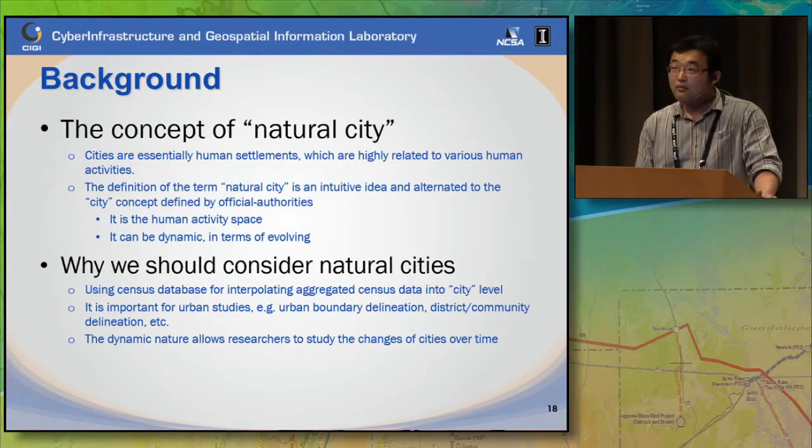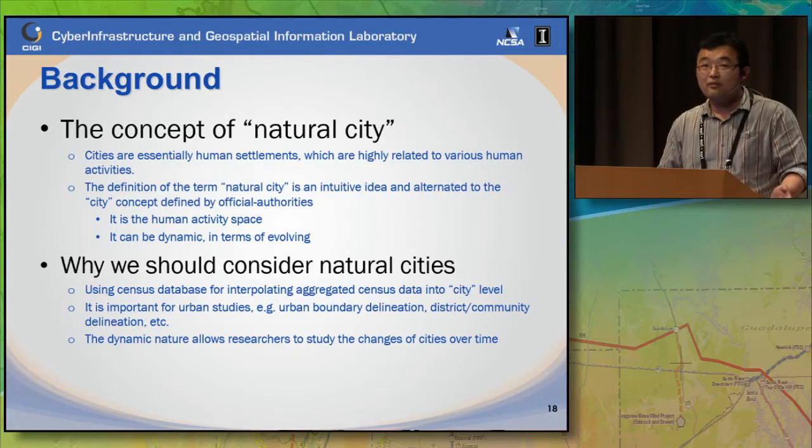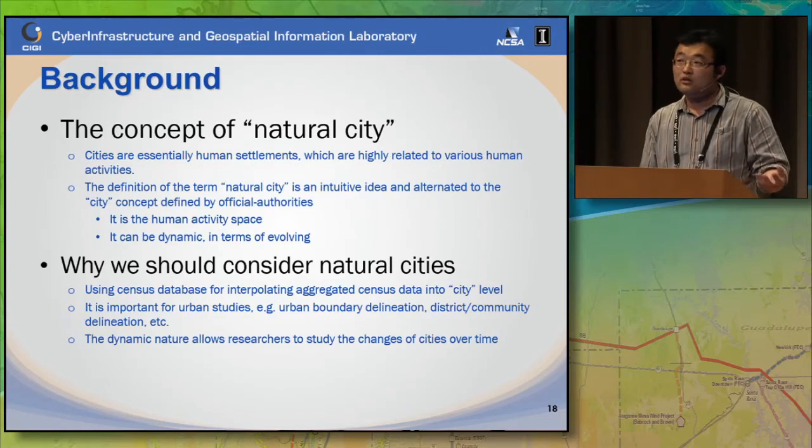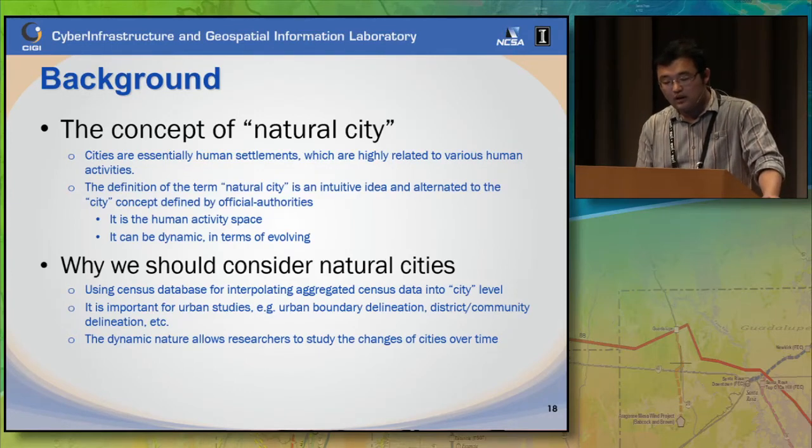And it can be dynamic, evolving from time to time. People migrate from this place to the other place, so their settlements change. So they form another shape of city. And that kind of city we refer to as natural city.